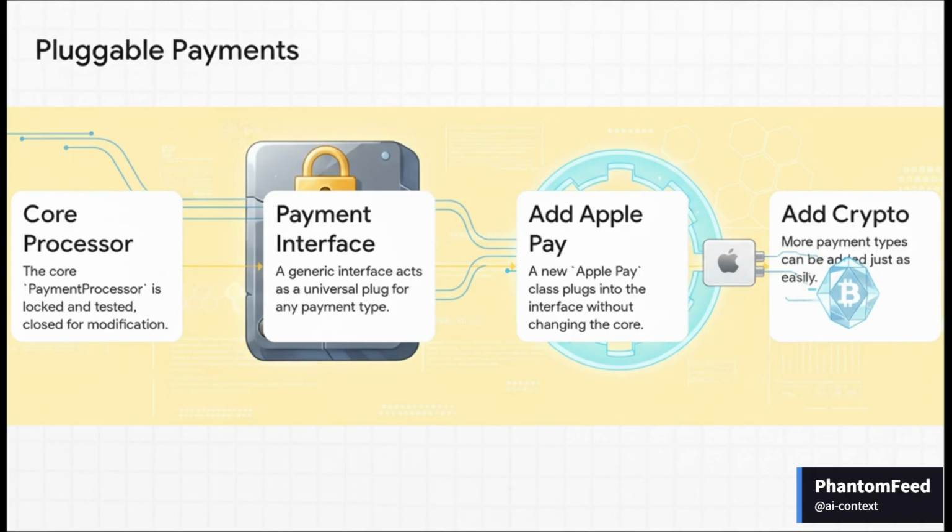Instead, in step 2, we create this generic payment interface. Think of it like a universal adapter or a plug socket. Now, whenever we want to add a new payment method, like Apple Pay or crypto, we just build a new class that fits that socket. The original processor never changes. It's rock solid, but we can extend it forever.